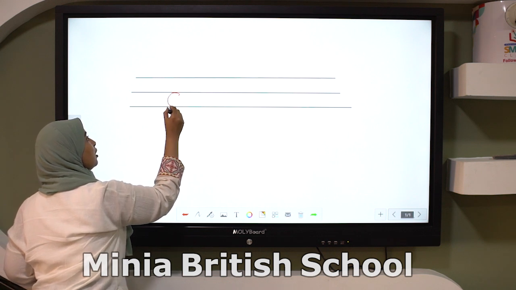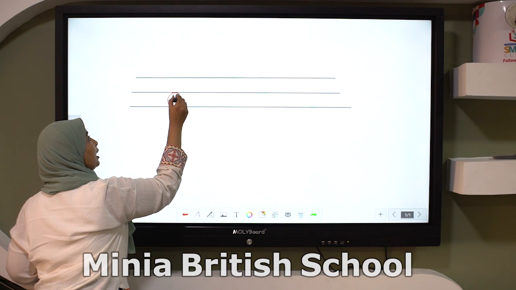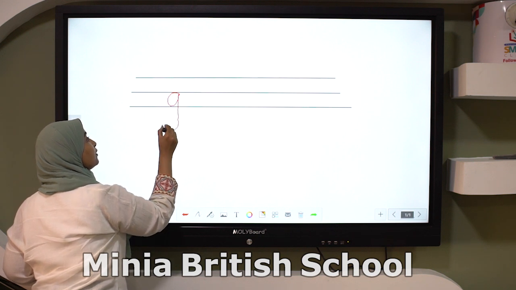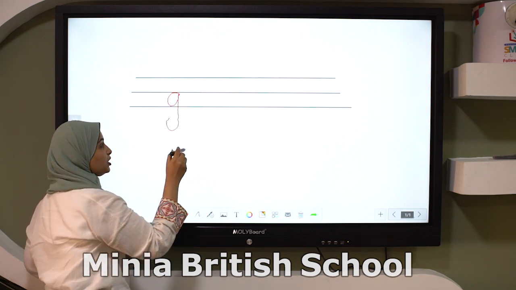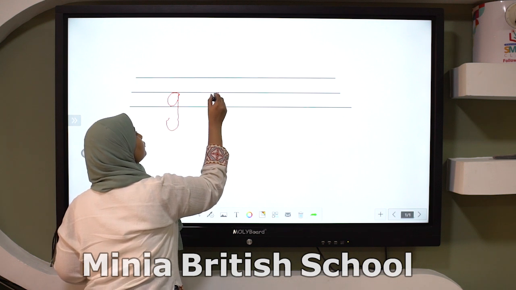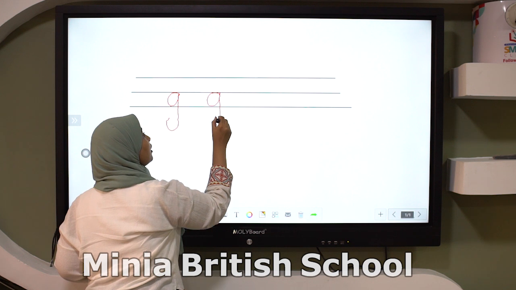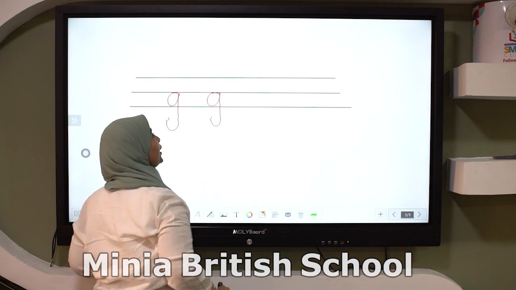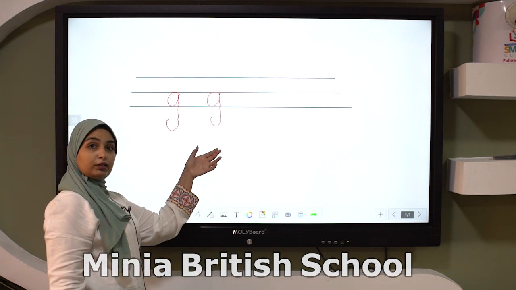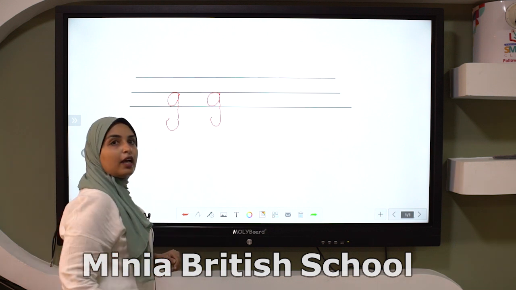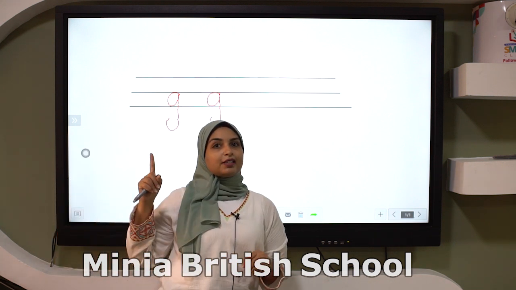Round, up, down, round, and the other way. Again KG. Round, up, down, and round the other way. So what is the sound? Get. Excellent. Let's see the next sound.